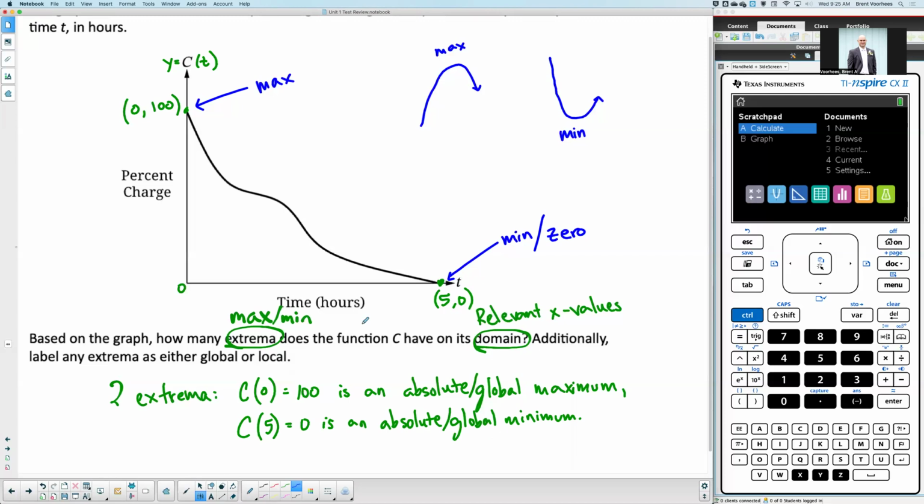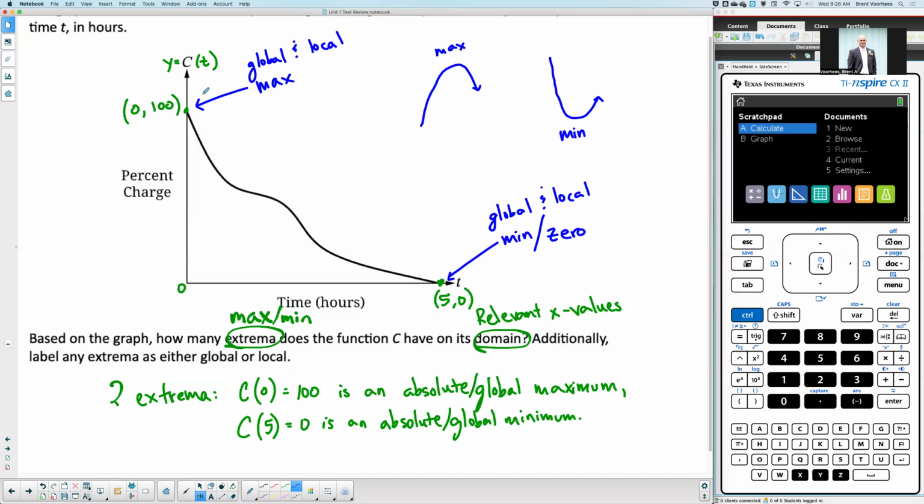Additionally, label any extrema as either global or local. So this we said is a global. By the way, every type of maximum or minimum is always a local. Everything is always a local, but it's not always global. Global just means it's the absolute highest as well. So this would be a global and local minimum. Everything's a local, not everything is a global. So if they ever say local, that includes them all. All right, there's that type of problem.